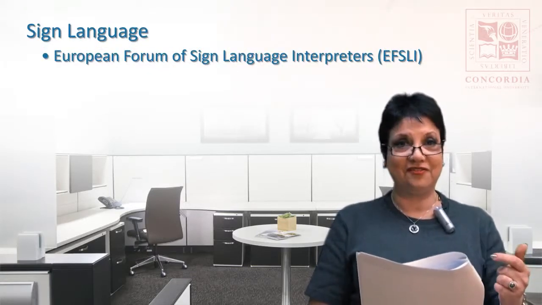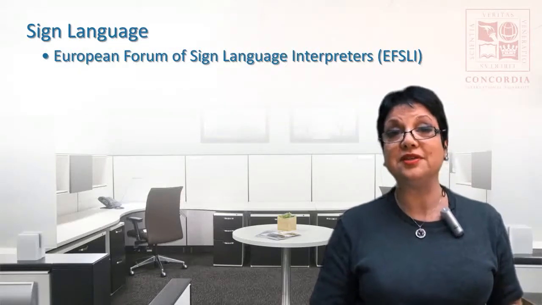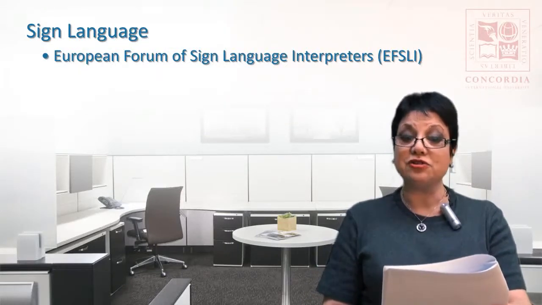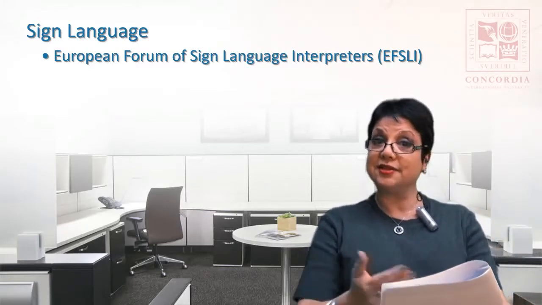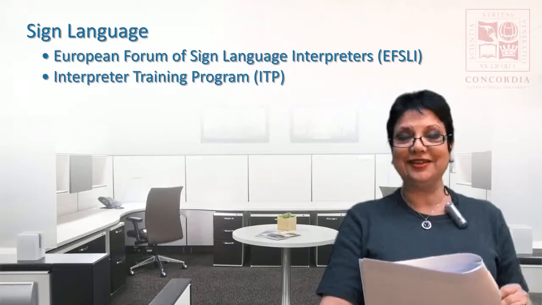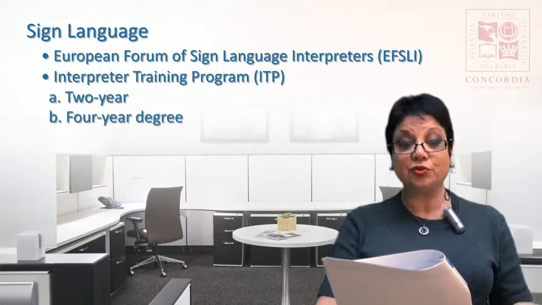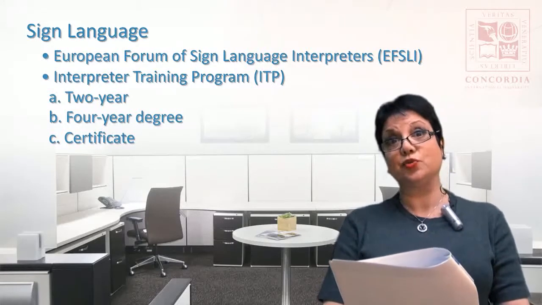In Europe, each country has its own national association of sign language interpreters. Some countries have more than one national association due to regional or language differences. We talked about the dialects and everything. The European Forum of Sign Language Interpreters, EFSLI, is the umbrella organization of sign language interpreters in Europe, and I think that they're very busy nowadays. Sign language interpreters can be found in all types of interpreting situations as listed in this article. Most interpreters have had formal training. In an interpreter training program, ITP, we love these abbreviations, lengths vary, being available as a 2-year or 4-year degree or certificate. There are graduate programs available as well.